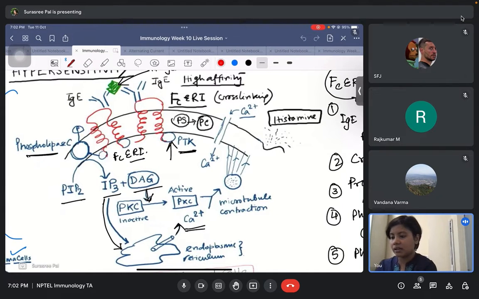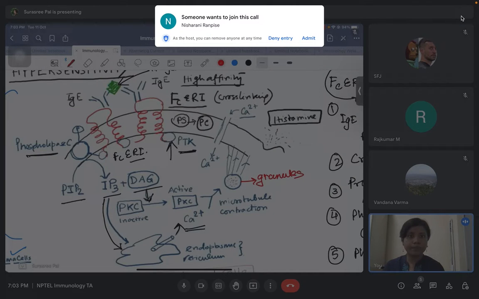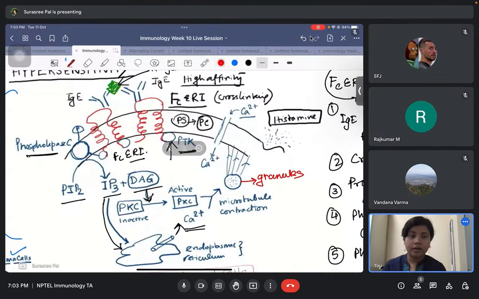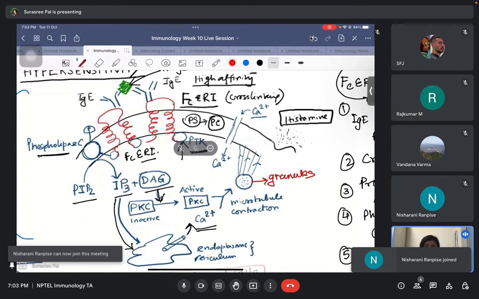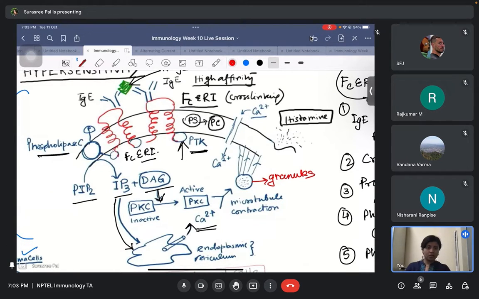So these are the granules that contain the pro-inflammatory molecules, right? Like for example, histamine or prostaglandin. So these granules are within the cell, and if these granules have to be exocytosed, if they have to come out of the cell, then they have to fuse with the cell membrane, and then the contents of these granules will come out, right?